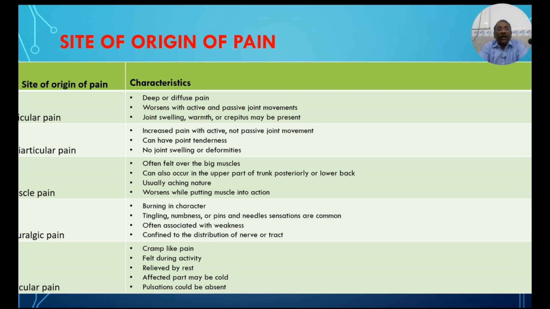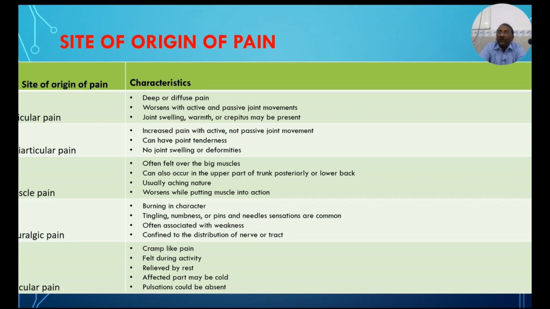Muscle pain is often felt over the big muscles. Whenever you touch that muscle, the person may have tenderness. Other than those muscles, no pain at all. So this is very important. Myositis can also occur in the upper part of the trunk, posterior or the lower back. It is usually aching in nature and worsens while putting the muscle into action.